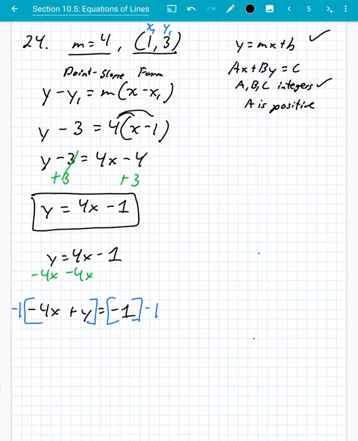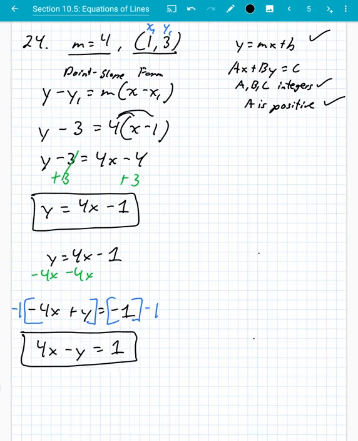This then changes it to 4x minus y equals 1. It now makes a positive. That's our final answer for that. So putting it in standard form isn't too bad currently. There are some other problems that get a little bit more difficult, but you're not going to be tested on those. But changing the form of an equation is important because you're going to be doing that in your college algebra course a lot. You're going to be manipulating equations.